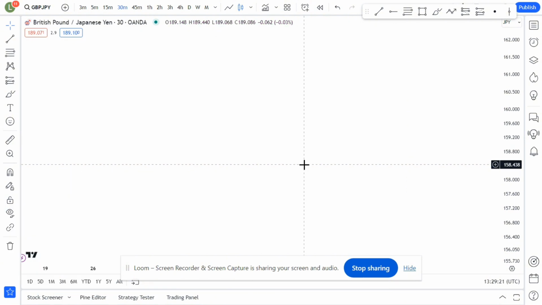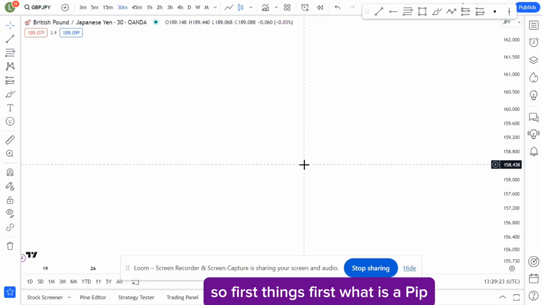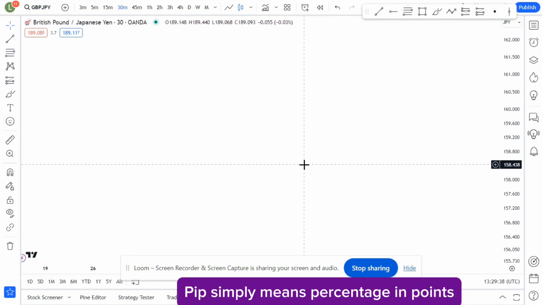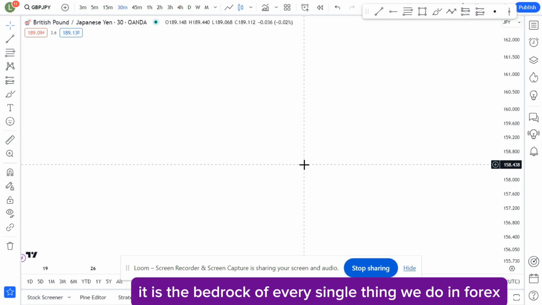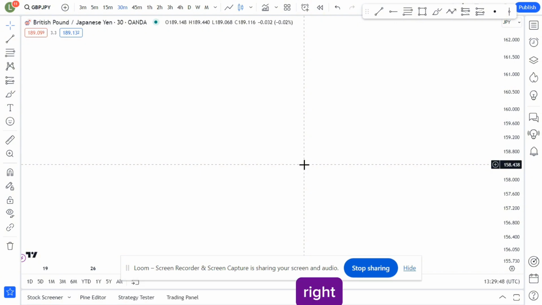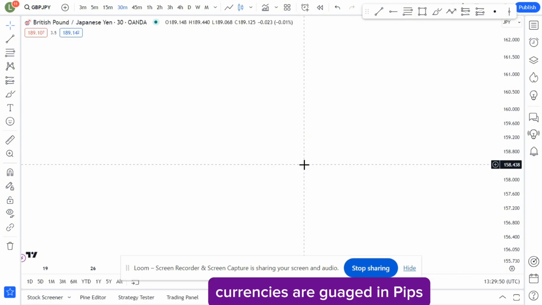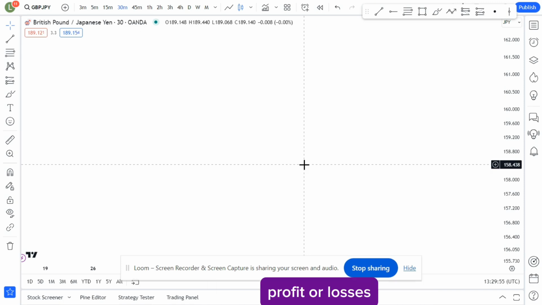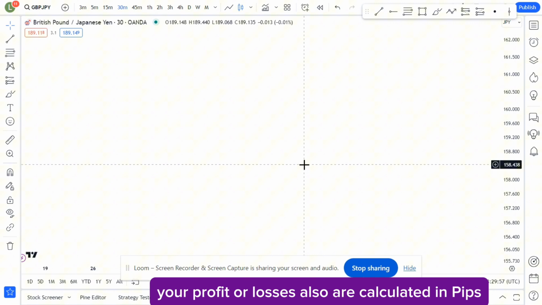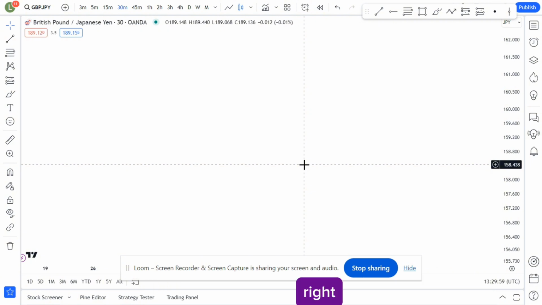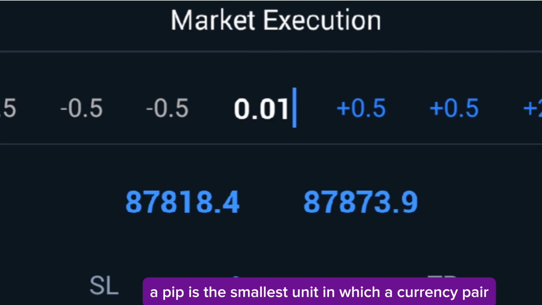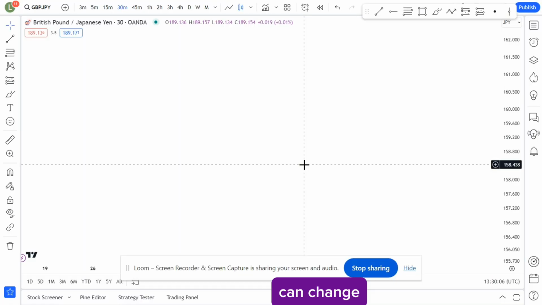All right. So first things first, what is a pip? Pips simply means percentage in points. It is the bedrock of every single thing we do in forex. Currencies are gauged in pips. Trade orders are placed in pips. Your profits or losses also are calculated in pips. All right. A pip is the smallest unit in which a currency pair can change.